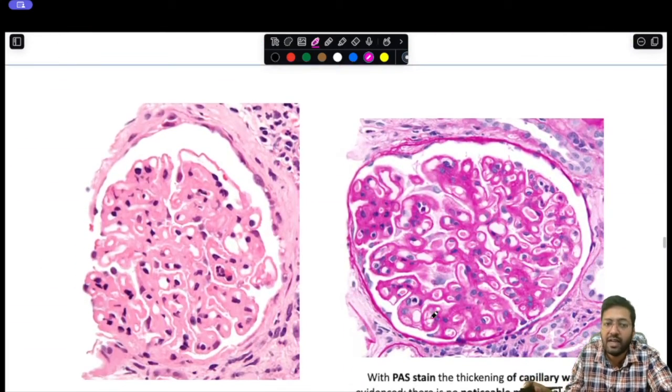Let me show you with the help of a diagram. As you can appreciate over here, the characteristic feature on light microscopy is the thickened basement membrane without any hypercellularity. And with PAS staining, it is more clear. You can see how thick the capillary walls are, but there is no hypercellularity. This is the case of membranous glomerulonephritis.